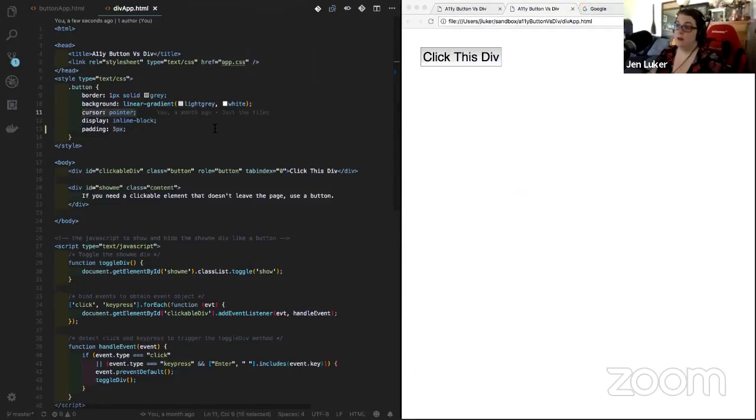This is interesting though, cursor pointer. Now, of course, you want it to look like a button and that when you hover over it, it looks like a pointer that you'd see on a standard button, but this has an extra feature. If you do not add cursor pointer, iPhones will not actually detect this as a clickable item, even though everything else says it's clickable. So if you don't add cursor pointer, you will not be able to click on it on an iPhone.